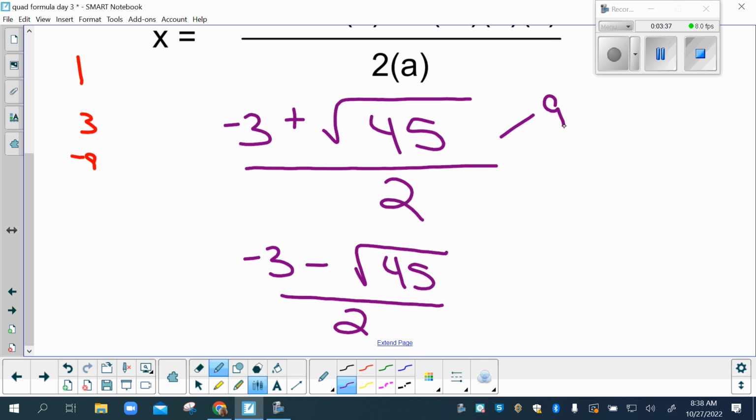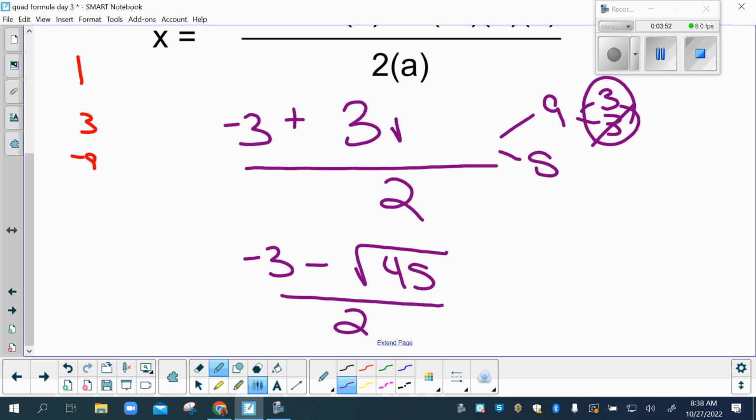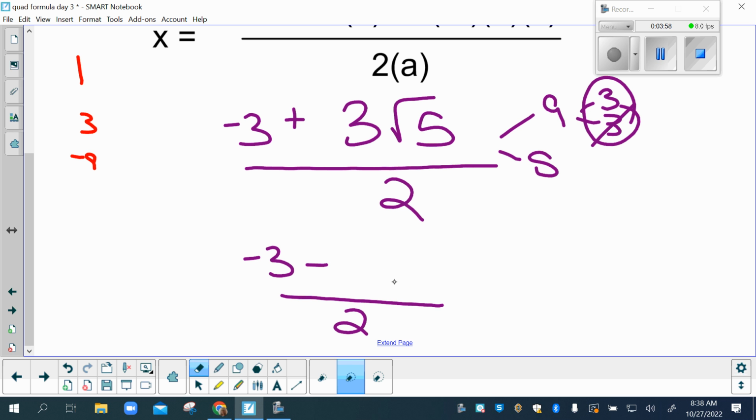My jail friends. 9 times 5, 3 times 3. The 3 escapes, 1 dies. So what I'm going to get, if I'm going to do this nicely, I'm going to rewrite this as 3 root 5. And I already know I can use the same thing down here as 3 root 5.